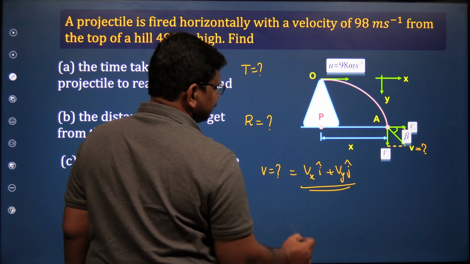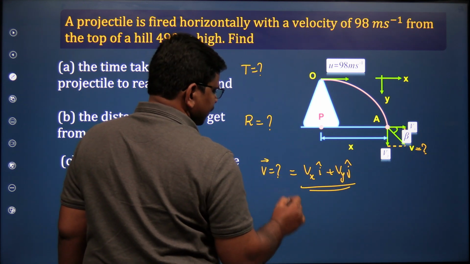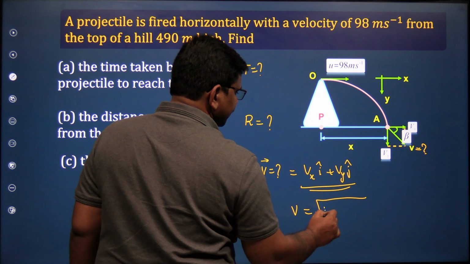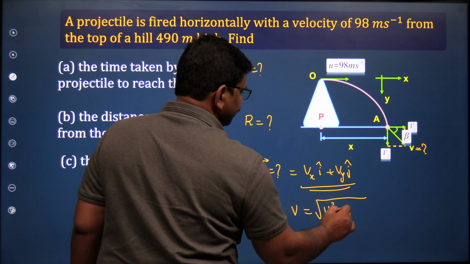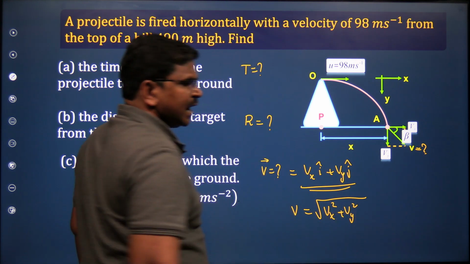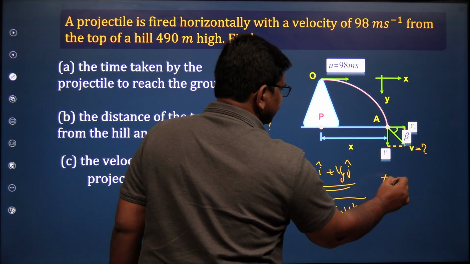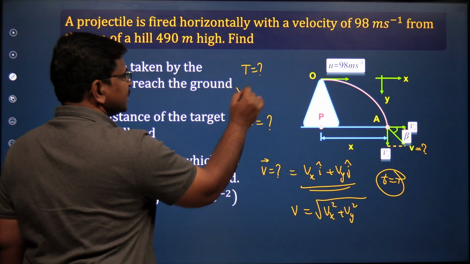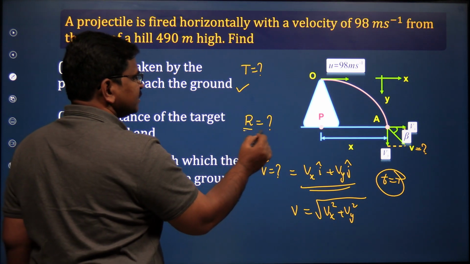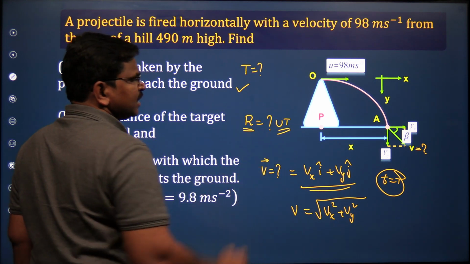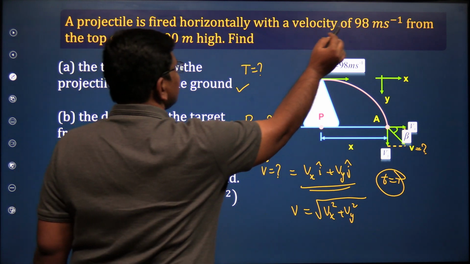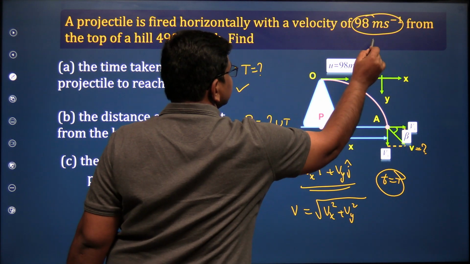And the magnitude of this one can be written as square root of Vx square plus Vy square. And this is at time equal to capital T. So if you get the first answer, you can get the second answer also. R is equal to ut only, and u is given already. What is the u value? 98 meters per second is the u.